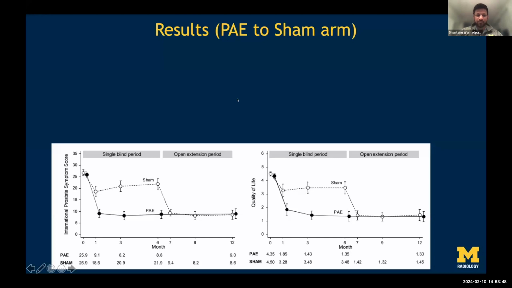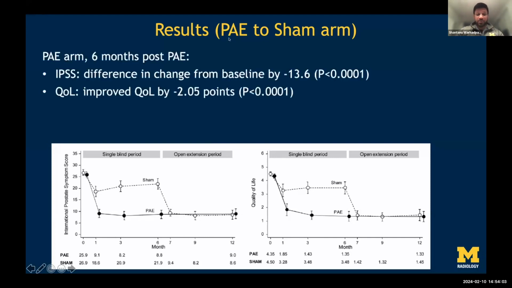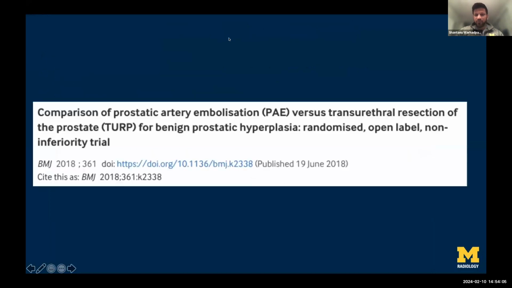Patients who were randomized to the sham portion of the study were then converted to the PAE arm, and you notice their IPSS dropped right when they got converted to the PAE arm. And then same thing for quality of life over here. So PAE worked. PAE absolutely worked in improving their symptoms.